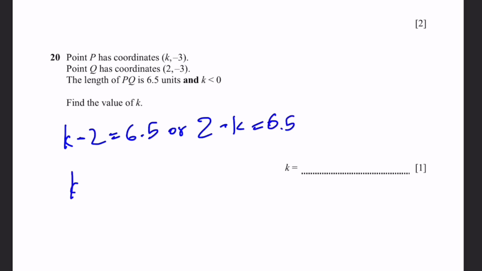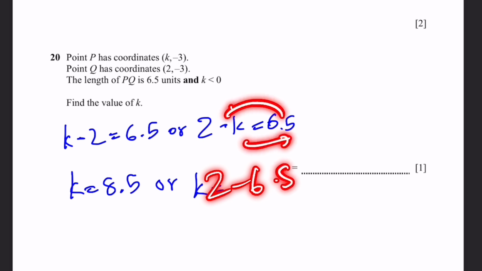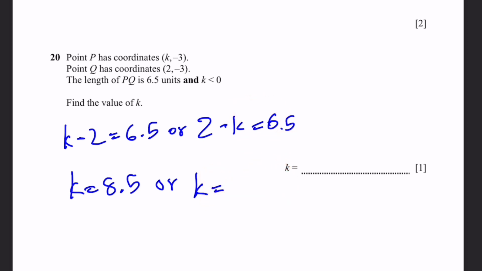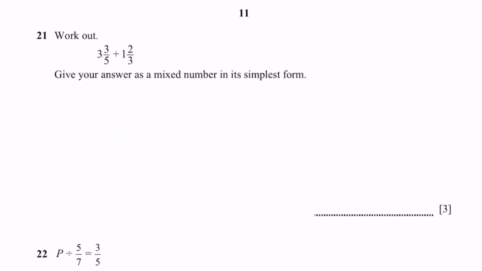That means k is equal to 8.5 or k is equal to 2 minus 6.5, and that'll be minus 4.5. In this case, we take the negative value because k is less than 0. That's the answer.